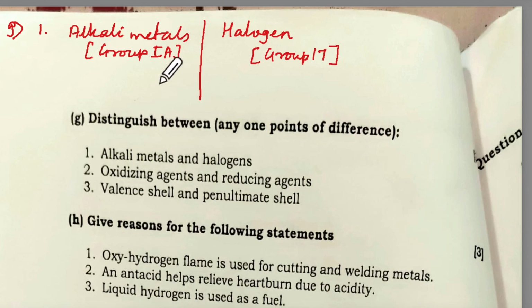One point of difference will be, these will be metals, meaning highly electropositive, and halogens highly electronegative, or you can say alkali metals have 1 electron in the valence shell. Here there will be 7. Did you see that? There are so many differences that we can write. Valency will be 1 plus here, valency will be 1 minus.